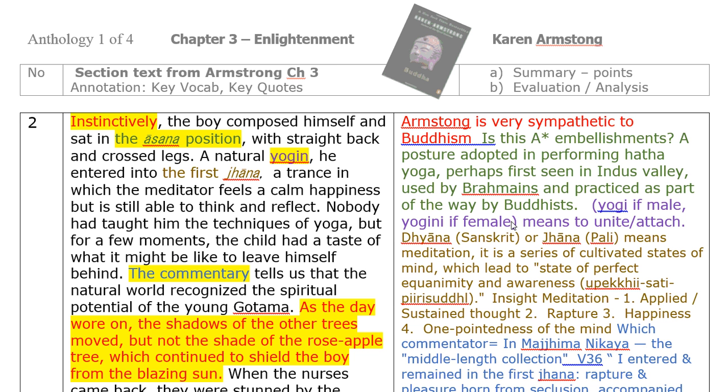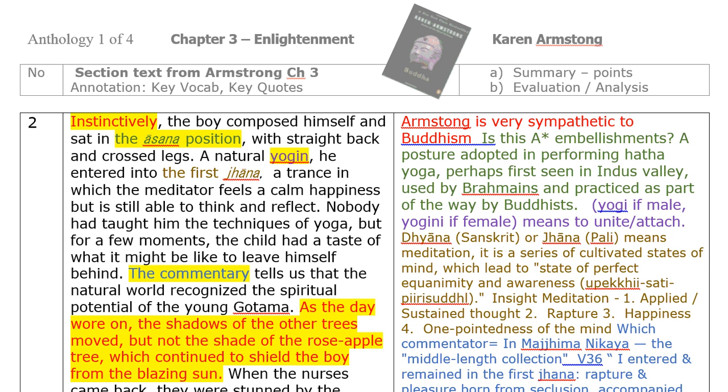Next sentence: "Nobody had taught him the techniques of yoga, but for a few moments the child had a taste of what it might be like to leave himself behind." Again, nobody had taught him the techniques of it. Well, how do we know, Armstrong? How do we know? Certainly that's the sense of the text, but we've got to be a bit critical here. And she's very generous in her assumptions, I guess. The historical critical assumption might want to question that just a bit.